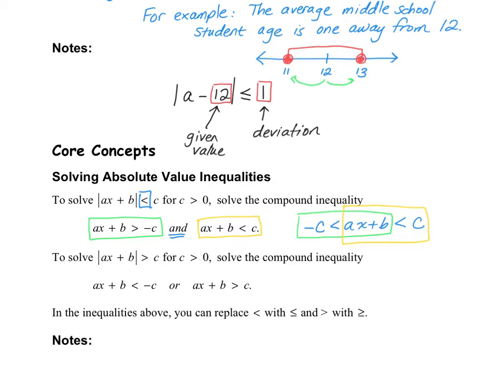If you have a greater than symbol instead, you're also going to be splitting it up into two parts, but this time it becomes an or. And so when you split it up into two parts, what's inside the absolute value, flip the sign of the negative, just like what we did up here. Or this time, what's inside the absolute value is going to be greater than the positive.